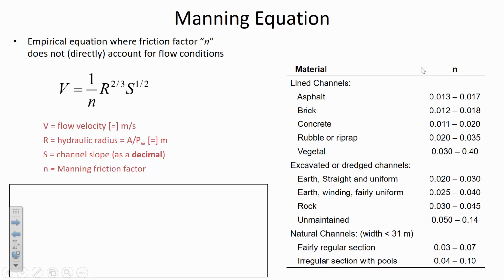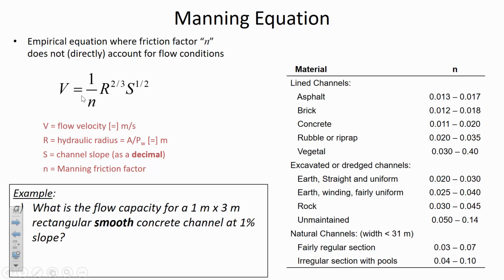Here's a table of n values for different material types, and so the smoother a surface is, the lower the n value will be. So if you have a really smooth surface, the flow is going to be at a higher velocity than a rough surface. And you'll notice that a big n value down in the denominator is going to reduce the velocity, where a small n value is going to increase the flow velocity.